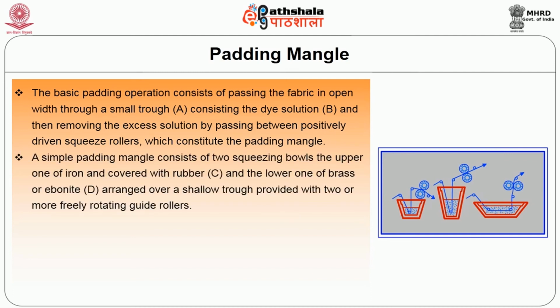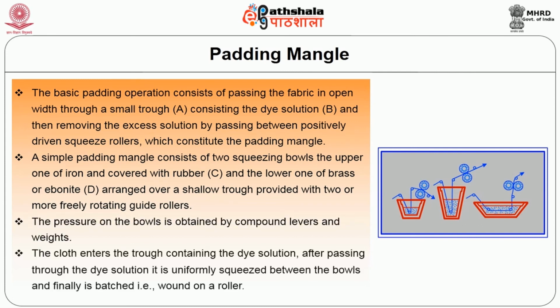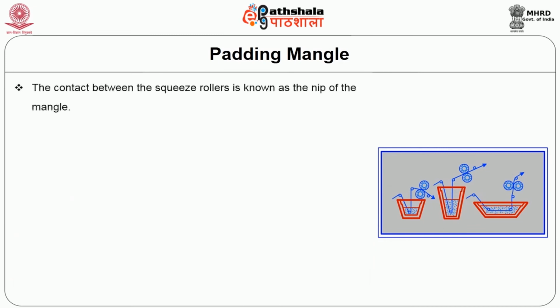A simple padding mangle consists of two squeezing bowls, the upper one of iron and covered with rubber, that is C, and the lower one of brass or ebonite, that is D, arranged over a shallow trough provided with two or more freely rotating guide rollers. The pressure on the bowl is obtained by compound lever and weights. The cloth enters the trough containing the dye solution. After passing through the dye solution, it is uniformly squeezed between the bowls and finally is batched, that is, wound on a roller and left for some time.